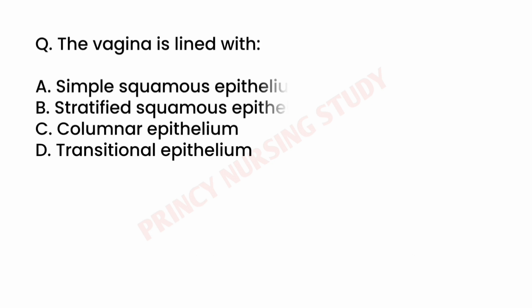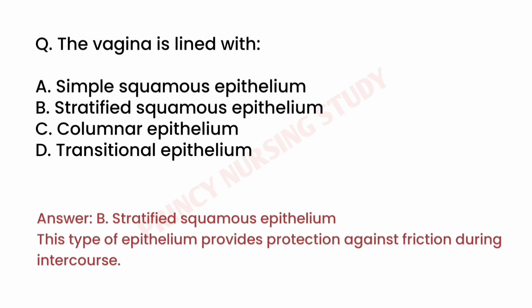Next question. The vagina is lined with... Correct answer is B. Stratified squamous epithelium. This type of epithelium provides protection against friction during intercourse.